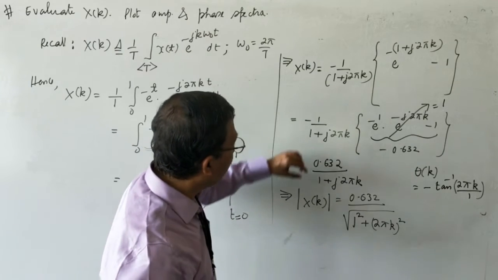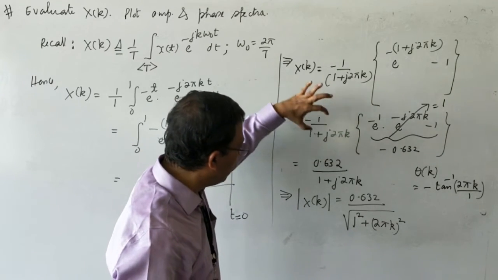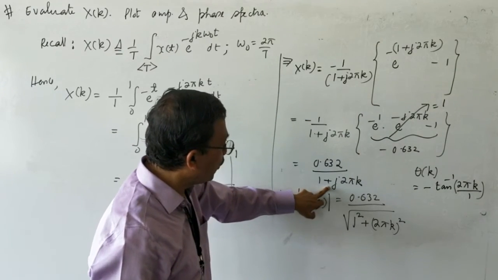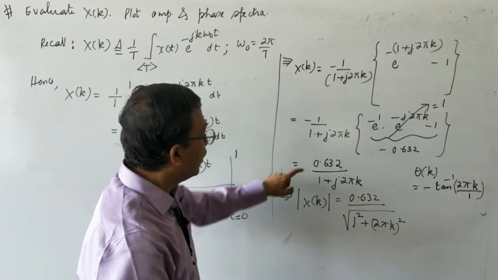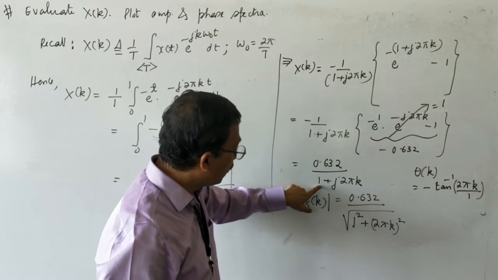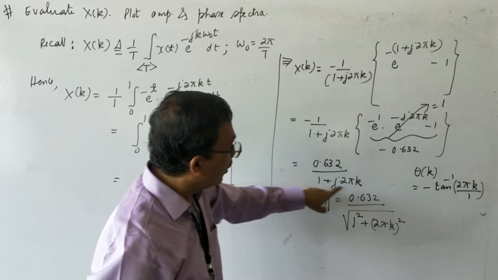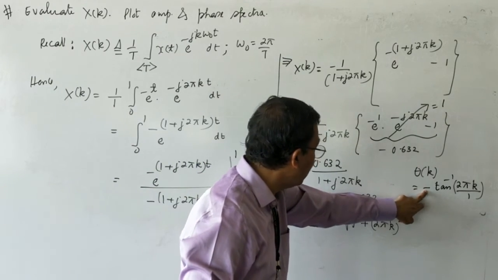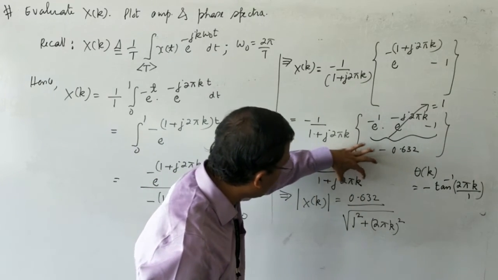So we have to find the angle of 0.632, which is 0. We have to find the angle of this complex number and add both the angles. 0.632 being a constant will give an angle equal to 0. This complex number being in the denominator, a minus sign has to be taken for the angle. Tan inverse of imaginary part by the real part.